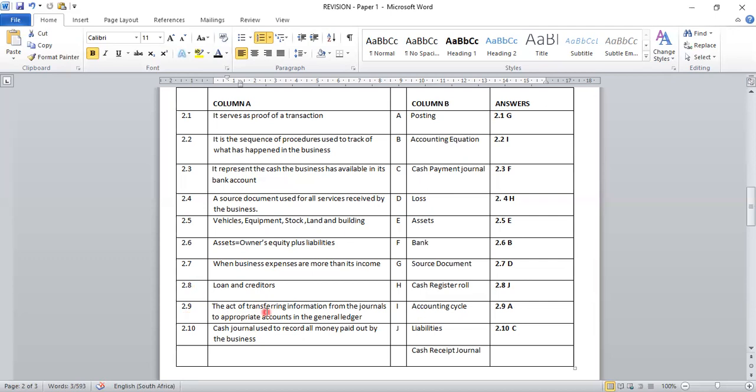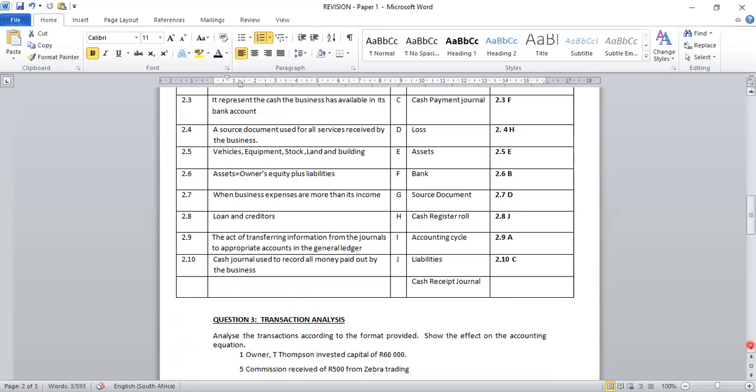2.9, the act of transferring information from journals to appropriate accounts in the general ledger. This is referred to as posting. We are transferring information from journals to the general ledger. So 2.9, the correct answer is A. 2.10, cash journal used to record all money paid out by the business. The answer is C, the cash payment journal.